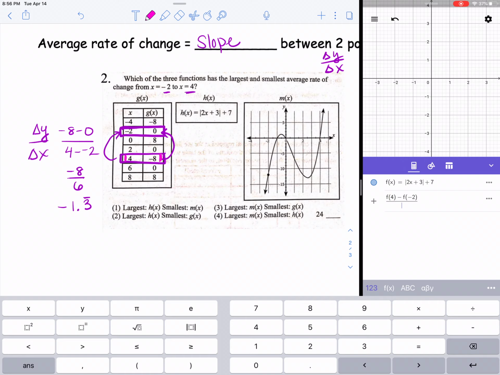So what am I going to divide that by? What do I have to put on the bottom? The inputs of 4 minus -2. So that gives us the change in the outputs divided by the change in the inputs. Or you could have gotten the table of values and done it the same way I did for the first one if you understood that better.